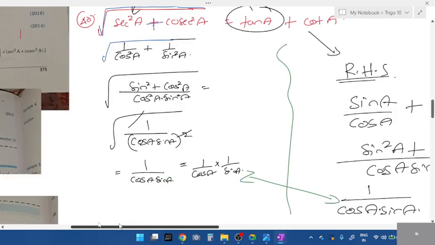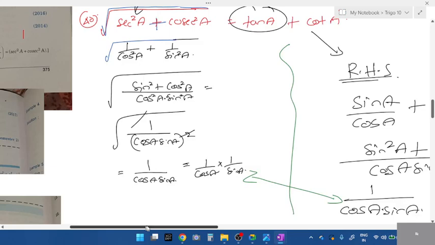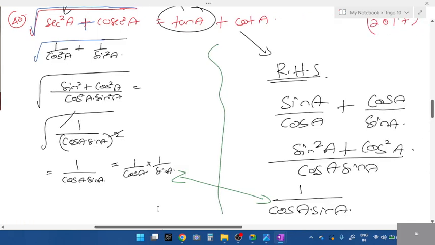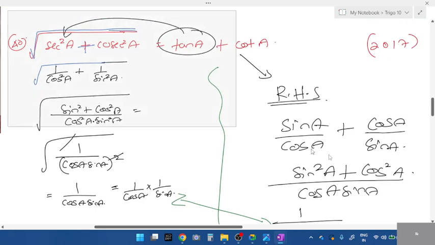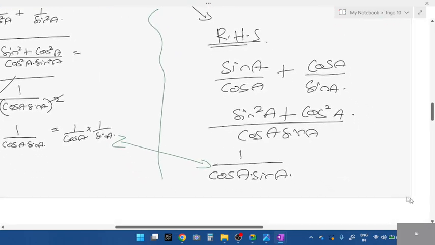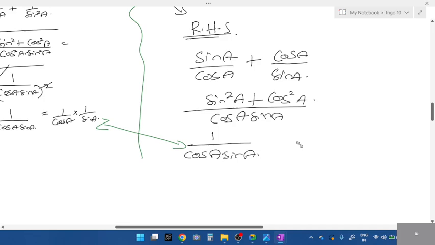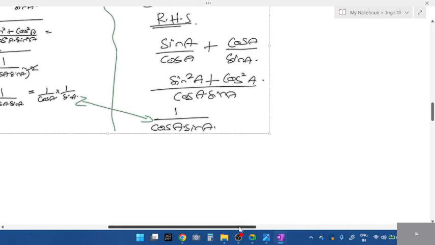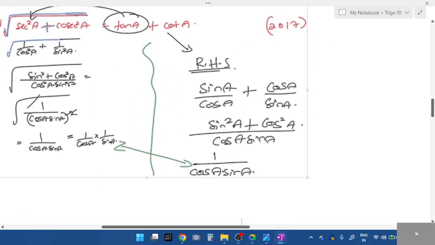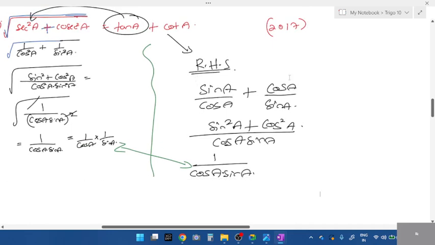This was given in 2017. So left hand side, you try to solve maximum steps, apply all the concepts. Even then, if you're not getting the answer, take the right hand side part and solve it. You'll definitely get left hand side is equal to right hand side. And mark this question as important. 2017.